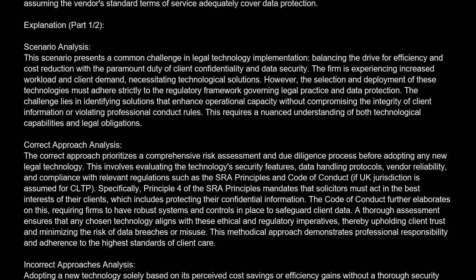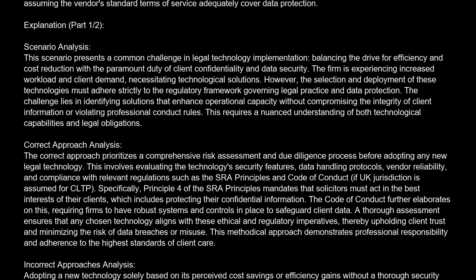Correct approach analysis. The correct approach prioritizes a comprehensive risk assessment and due diligence process before adopting any new legal technology. This involves evaluating the technology's security features, data handling protocols, vendor reliability, and compliance with relevant regulations such as the SRA principles and code of conduct, if UK jurisdiction is assumed for CLTP. Specifically, Principle 4 of the SRA principles mandates that solicitors must act in the best interests of their clients, which includes protecting their confidential information.